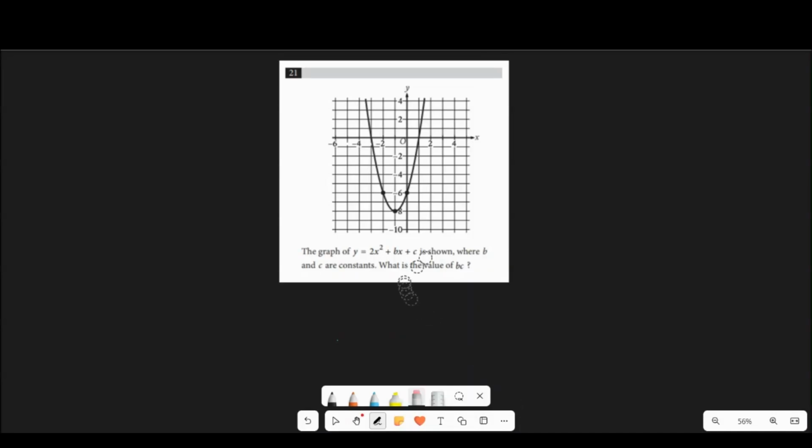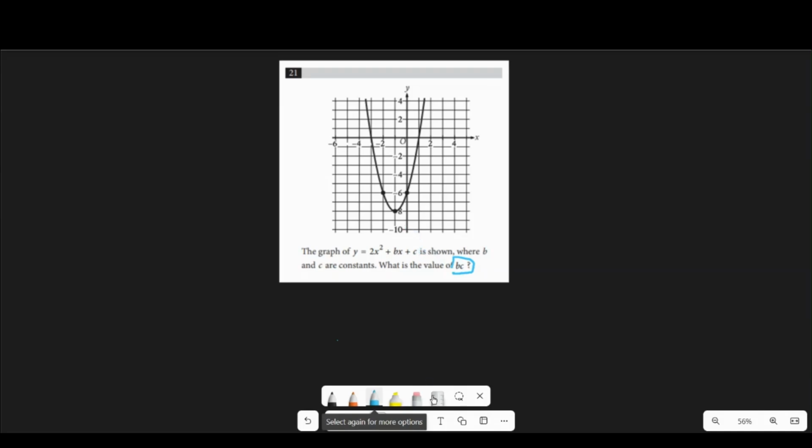This is from the official practice test number 6, the first math module. We have a graph of a parabola, and they're saying the graph of y equals 2x squared plus bx plus c is shown, where b and c are constants, and they're asking us what is the value of bc, or in other words, what is the value of b times c.